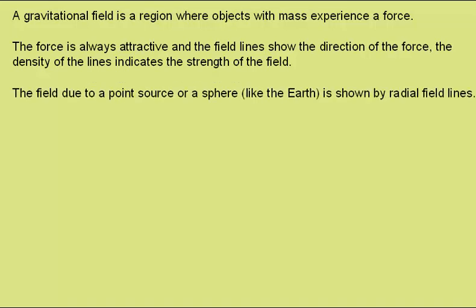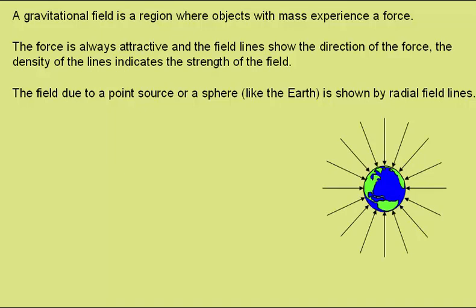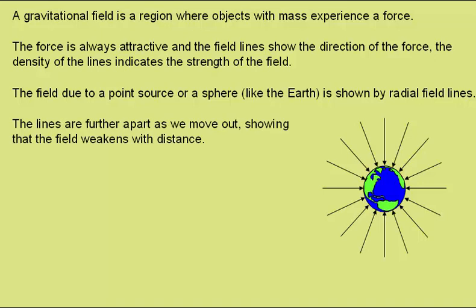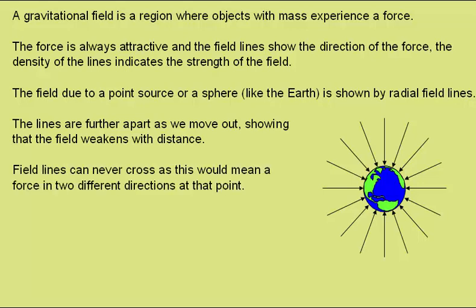The field due to a point source, or due to a sphere, like that of the Earth, is shown by radial field lines. So the Earth would have a gravitational field represented something like this. The lines are further apart as we move out. Here, for instance, they're further apart than here, and this shows that the gravitational field of the Earth weakens as we move away from it. Field lines can never cross, as this would mean a force in two different directions at that point.